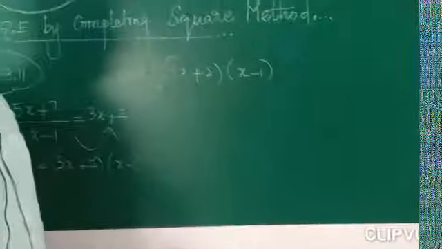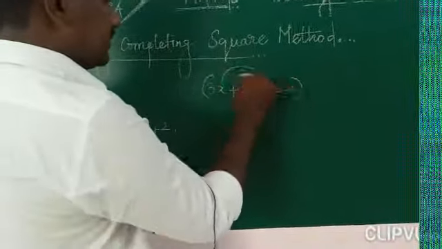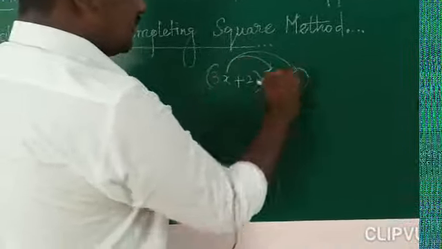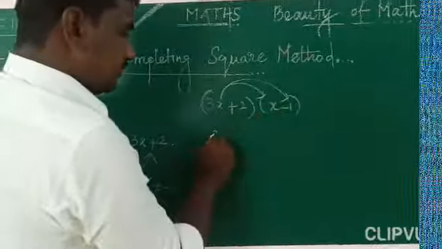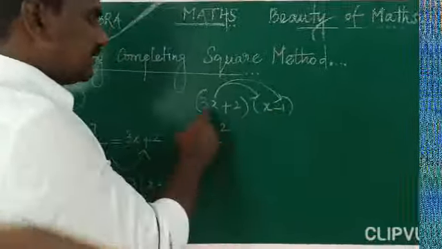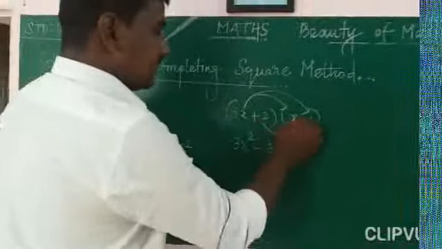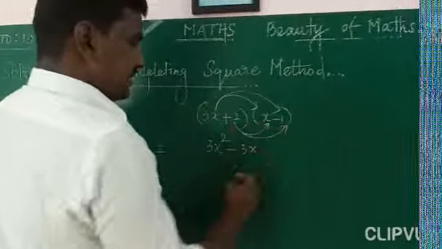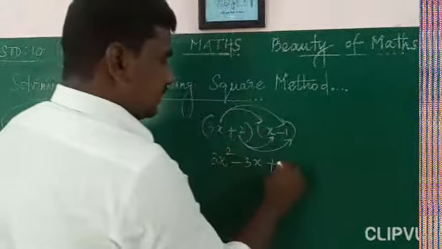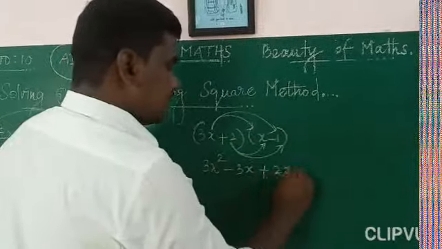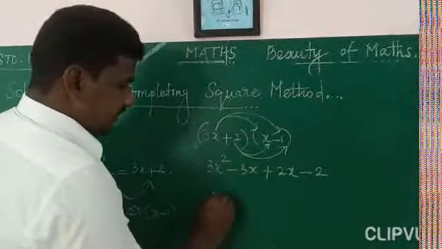How can we multiply them? 3x plus 2 into x minus 1, a binomial by a binomial. You have learned this in lower classes. The first term in the first binomial times the first term of the second one, and first term times the second term of the second. So 3x into x gives 3x square, and 3x into minus 1 gives minus 3x. Then the second term: 2 into x is 2x, and plus 2 into minus 1 is minus 2.